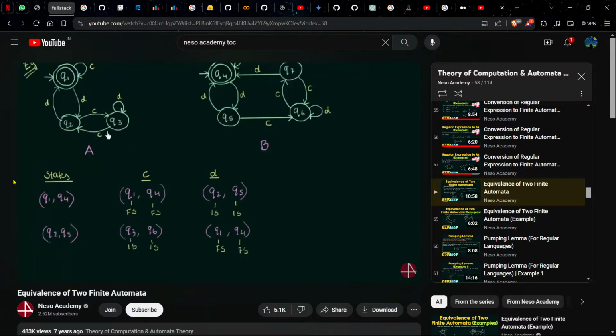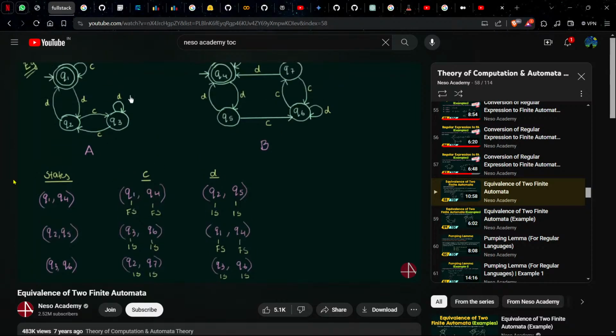Now we check the next pair of states, Q3 and Q6. Q3 on input C goes to Q2, and Q6 on input C goes to Q7. Let's see whether they are intermediate or final states. Q2 is an intermediate state, and Q7 is also an intermediate state. Now let's do the same for input D. Q3 on input D goes to Q3 itself, and Q6 on input D goes to Q6 itself. You can check it in the diagram, and both Q3 and Q6 are intermediate states. So far all the pairs we got are either both intermediate or both final. Till now it is equivalent.